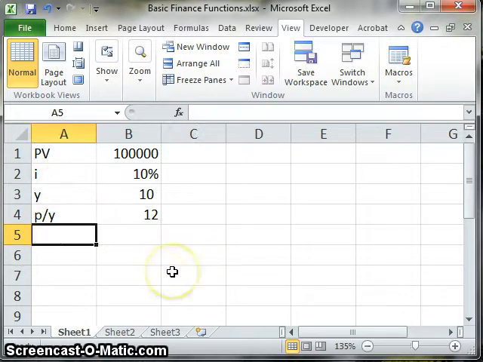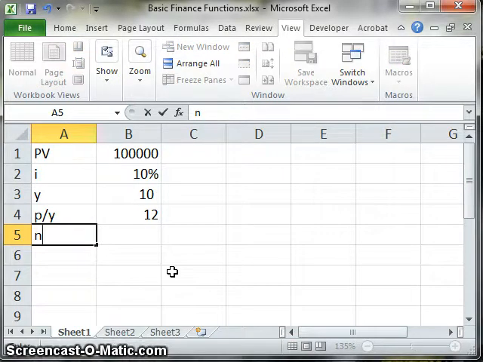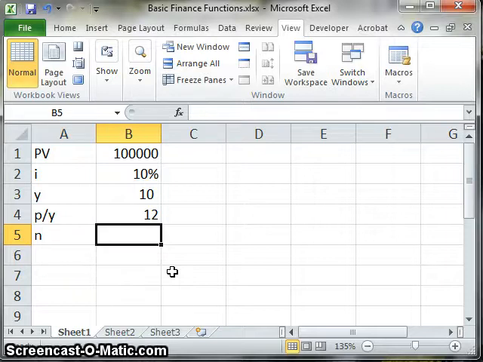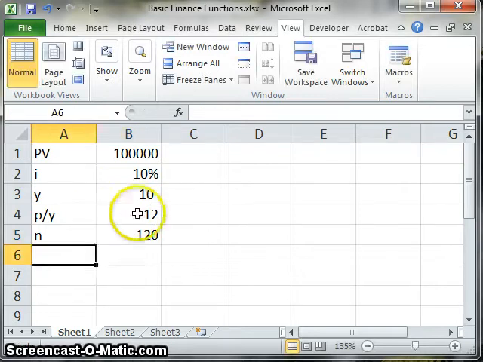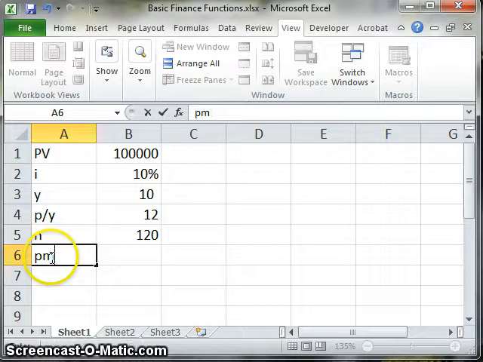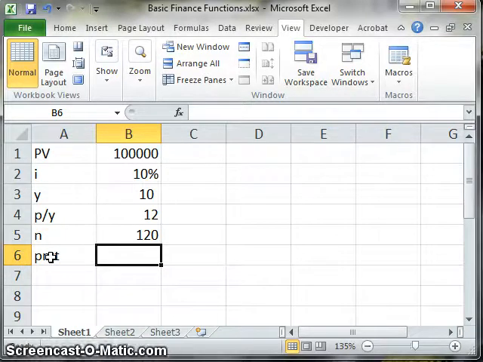And ultimately we want to find out how many payments total we have, and that's going to be a function that we'll use called n. We'll just call that n. And in Excel we'll just hit the equals key to begin this, and we'll point using our mouse to the number of years, and we'll multiply that by the payments per year, and that'll tell us how many total payments we have, 120.